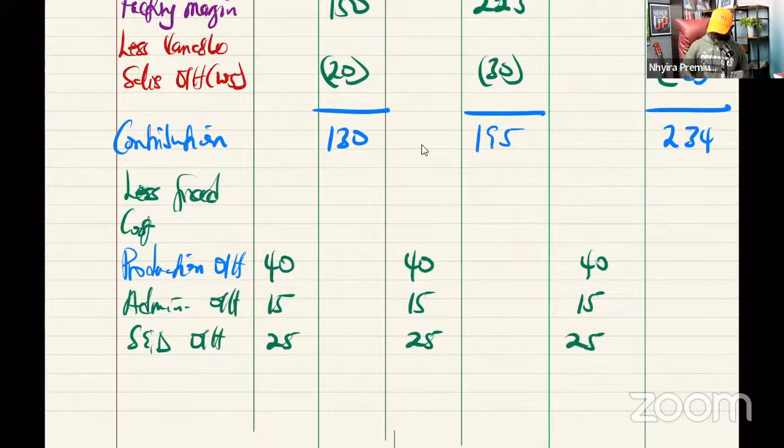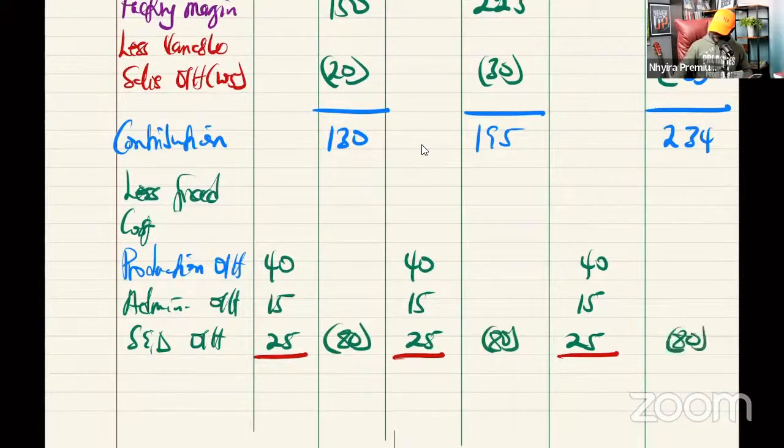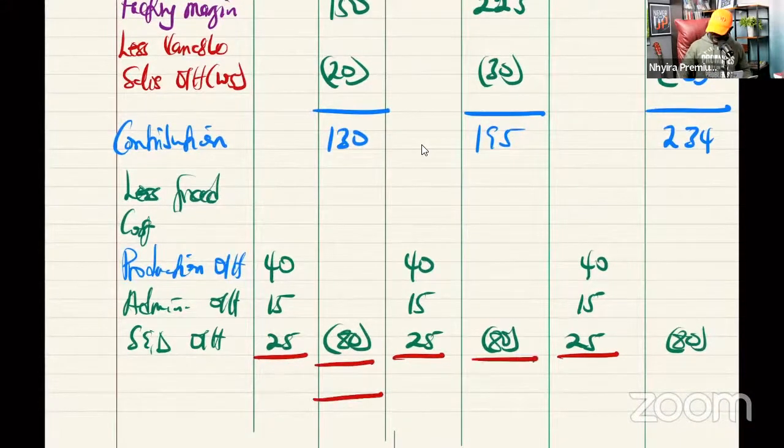So we can add these up and take it to the next column and less it from the contribution so that we can now have our amounts for the period. So let's see. What do we have? 40, 15, 25. That's 80 throughout. So you now less the fixed cost from the contribution, and that will give you the net profit for the period.